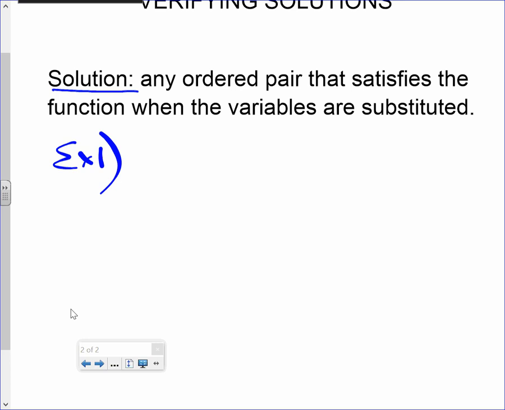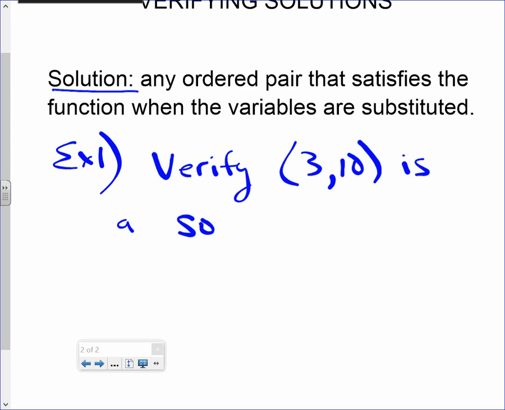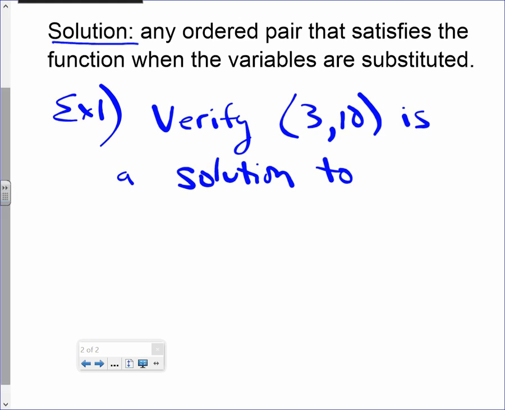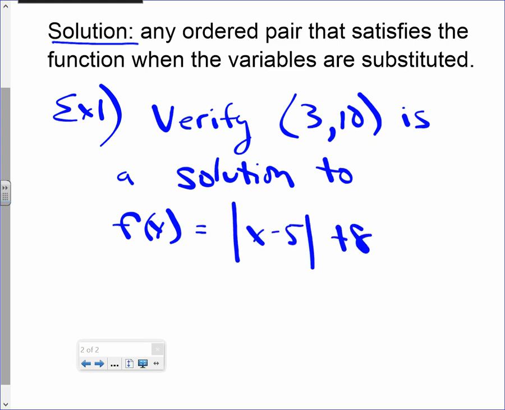Any ordered pair that satisfies a function when the variables are substituted. Example 1. Verify (3, 10) is a solution to, watch this now, I'm going to give you a function now. f of x equals absolute value of x minus 5 plus 8. Verify (3, 10) is a solution to f of x equals absolute value of x minus 5 plus 8.